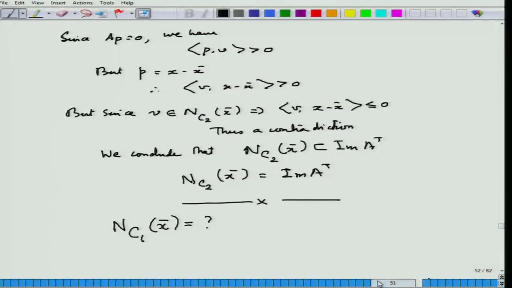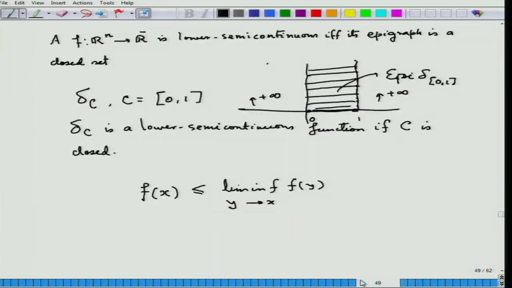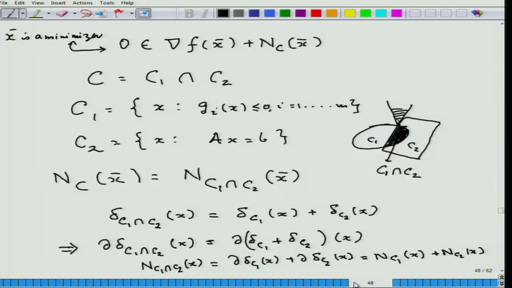Good evening, viewers, and once again we are on the journey of learning convex optimization. So, if you remember, what we did in the previous lecture was the following: we were trying to look into an optimality condition of this form, and we were also looking into a very general optimization problem where you have both inequality constraints as well as equality constraints.